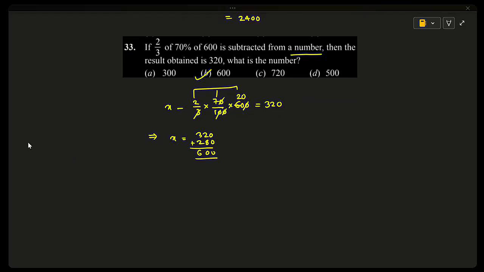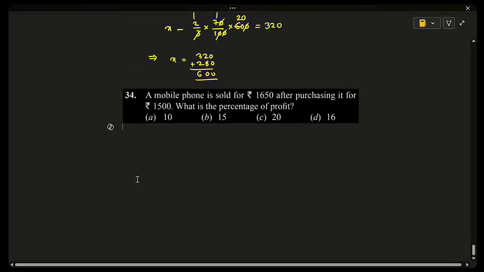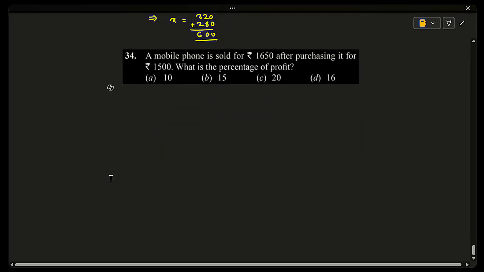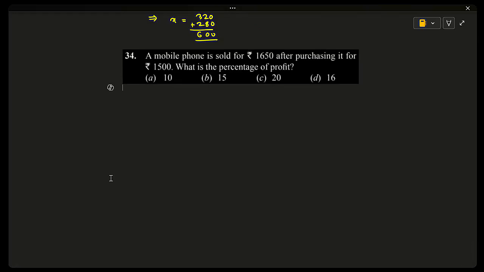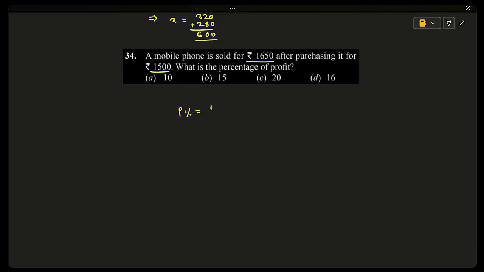34. A mobile phone is sold for 1650 rupees after purchasing it for 1500 rupees. What is the percentage of profit? So this is the selling price and this is the cost price. They're asking percentage of profit. The profit percent formula is profit by cost price into 100. And how to get profit? Selling price minus cost price, divided by cost price into 100.